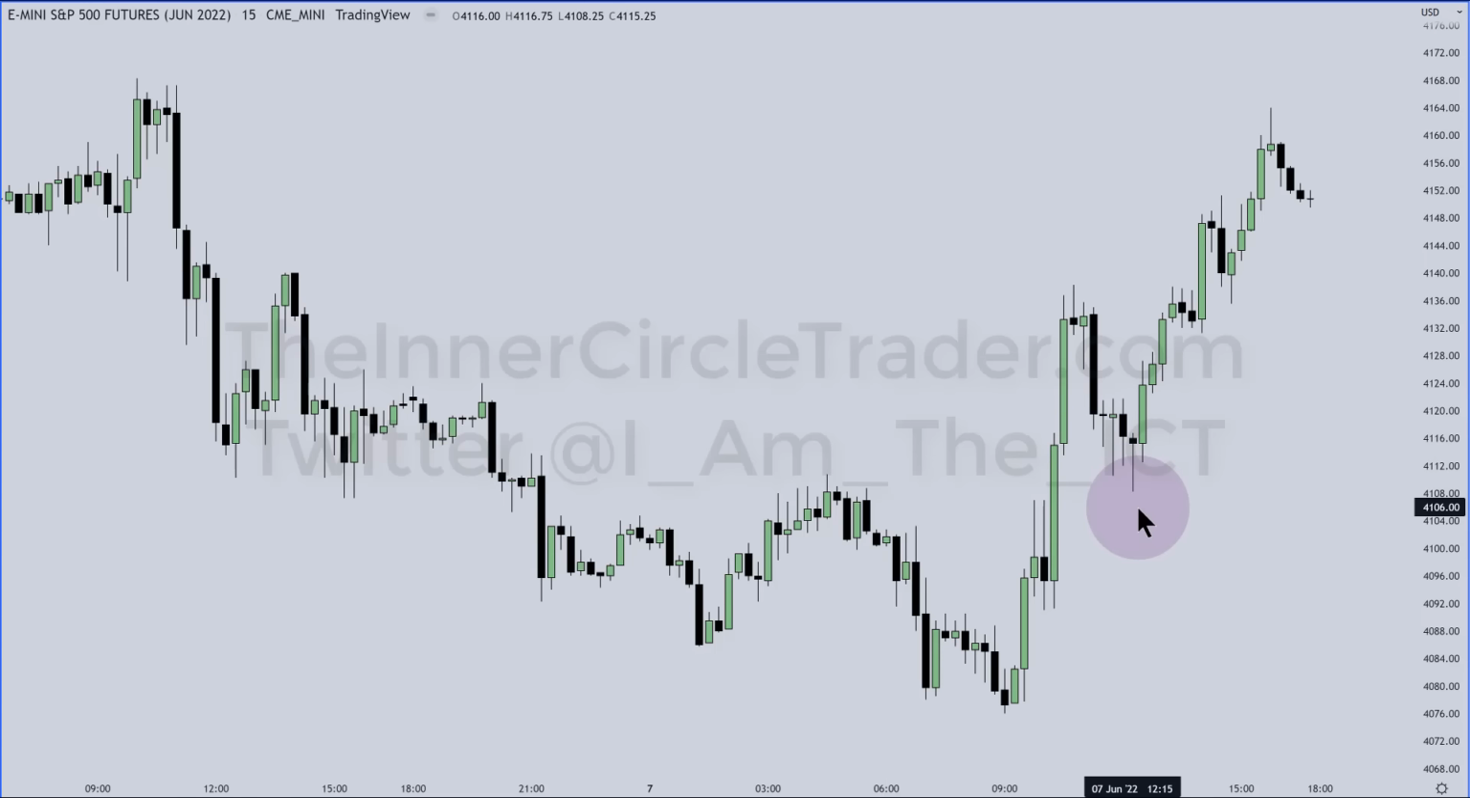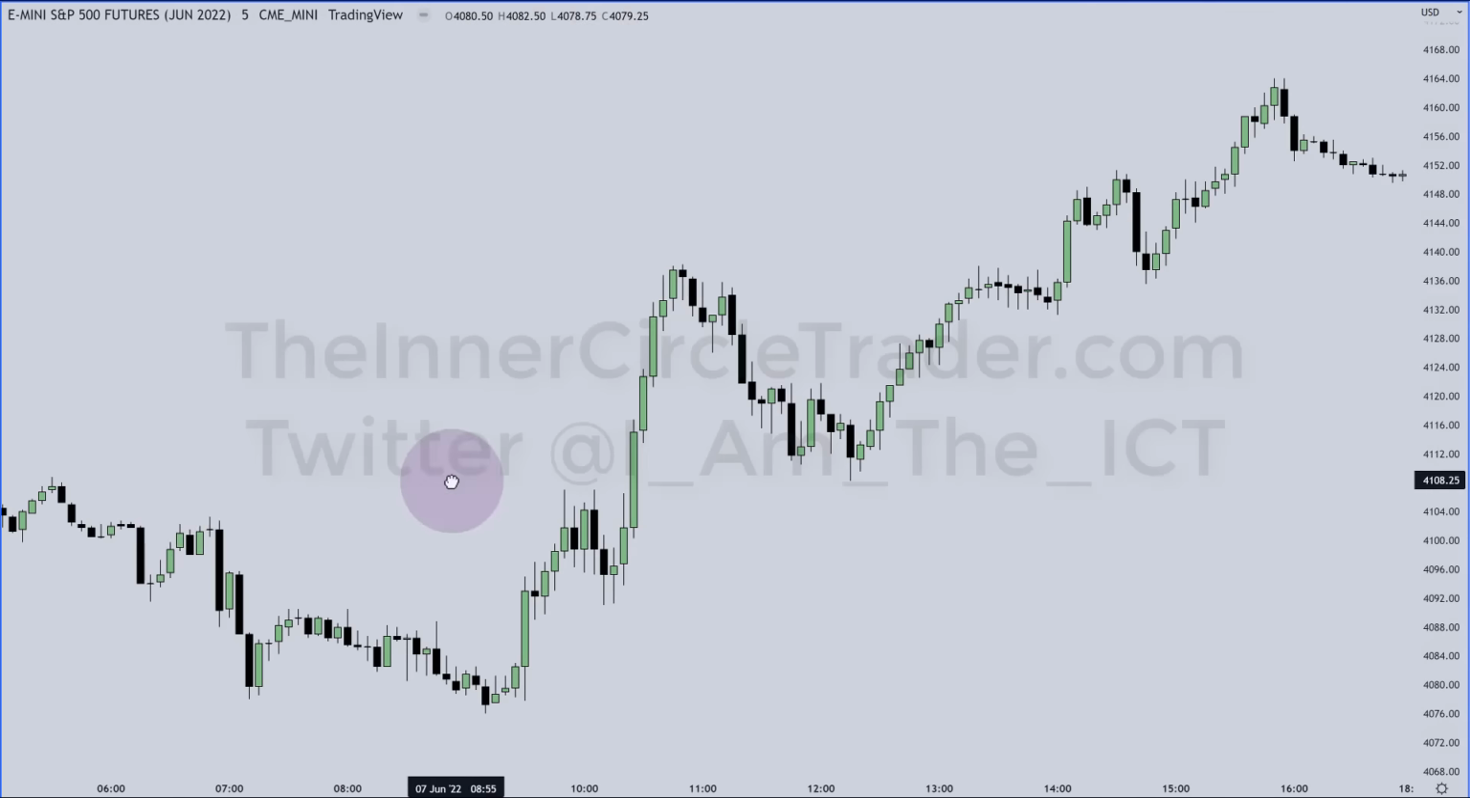I want to study real accumulation and distribution. Okay, how do I do that? I've already told you. We're going to go into a lower time frame, 5-minute chart. All right, so here's the 5-minute chart. As you can see, the market did drop down.